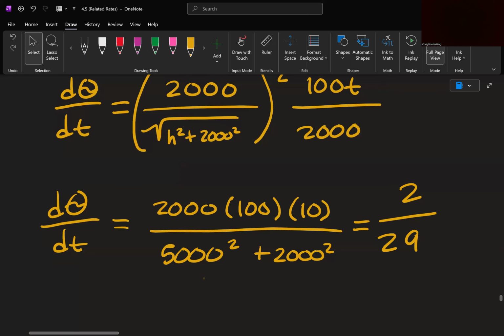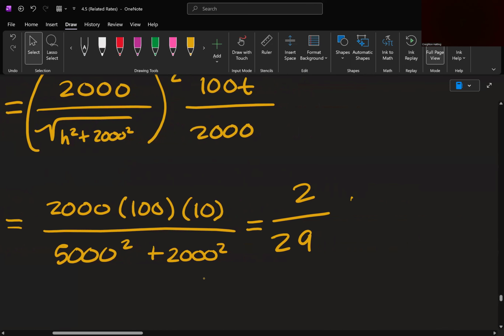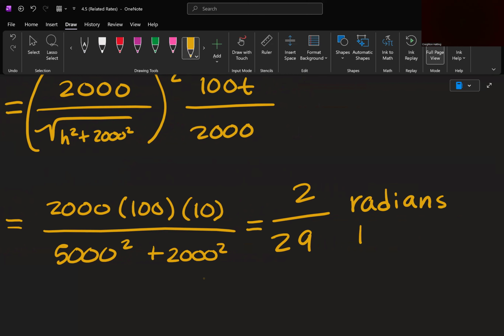29, and then we need a label. Please do not forget your labels. You will lose points on the AP exam if you do not have your labels. Radians per second is the rate of change label here.